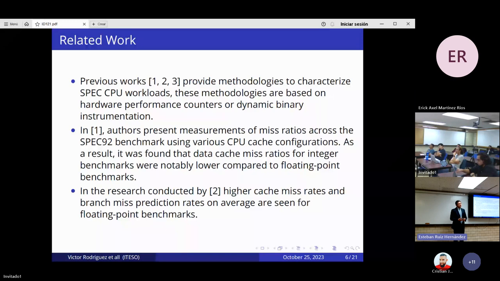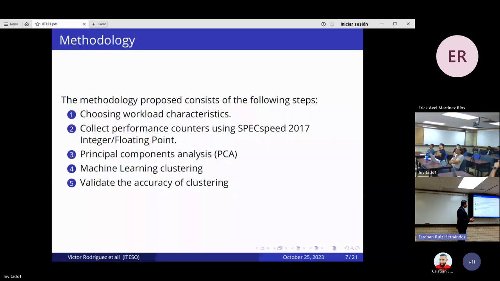We have to go indirectly to actually know how to detect this kind of thing. There is no such thing as a sensor for floating point or a sensor for integer operations. So our methodology proposal consists of the following steps.